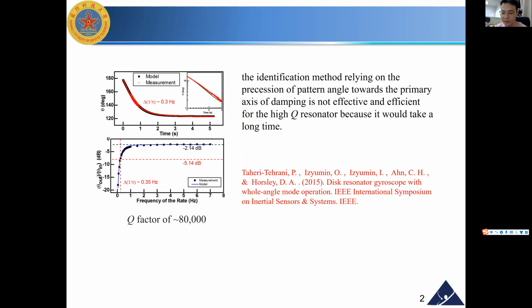Therefore, the identification and the compensation methods of anisodamping for the high Q factor resonators are of great importance to improve the performance of whole angle mode.